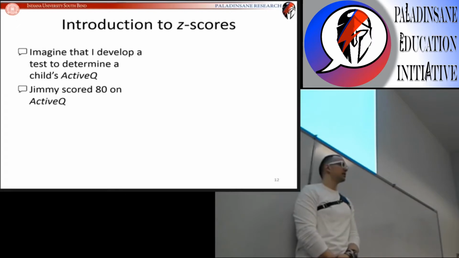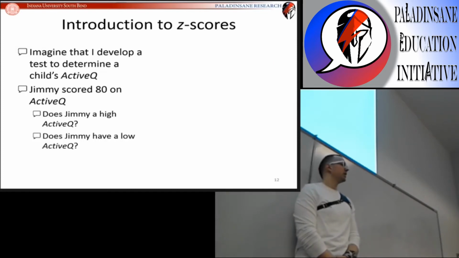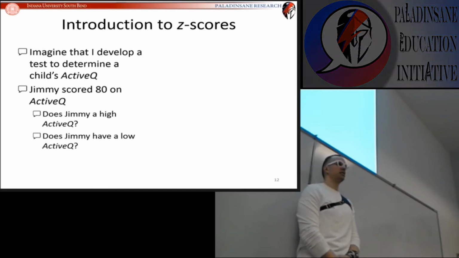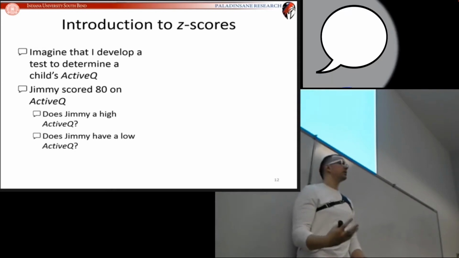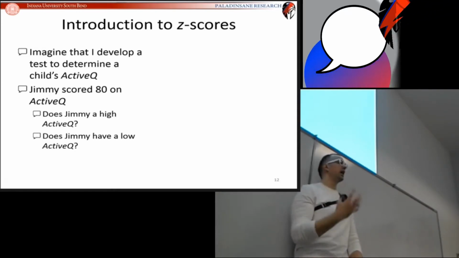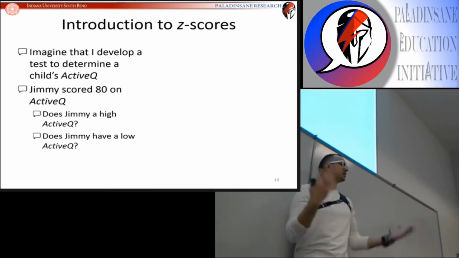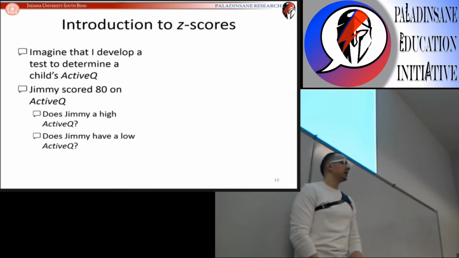The question is, does Jimmy actually have a high active Q? Right? Is that a high score? Is 80 something that you should be alarmed at, going, whoa, that's high? Or does he actually have a low active Q? Is 80 a particularly low score, where you would then question the parent and say, why do you think your child is active? Your child is very inactive. The point here is that we have no idea what 80 means. 80 in this context, the number is meaningless. It could be a high active Q, it could be a low active Q.